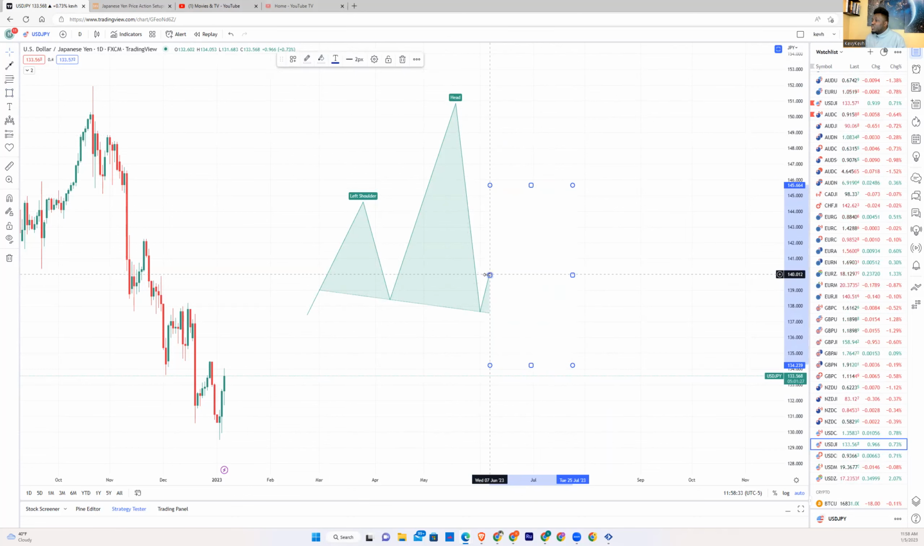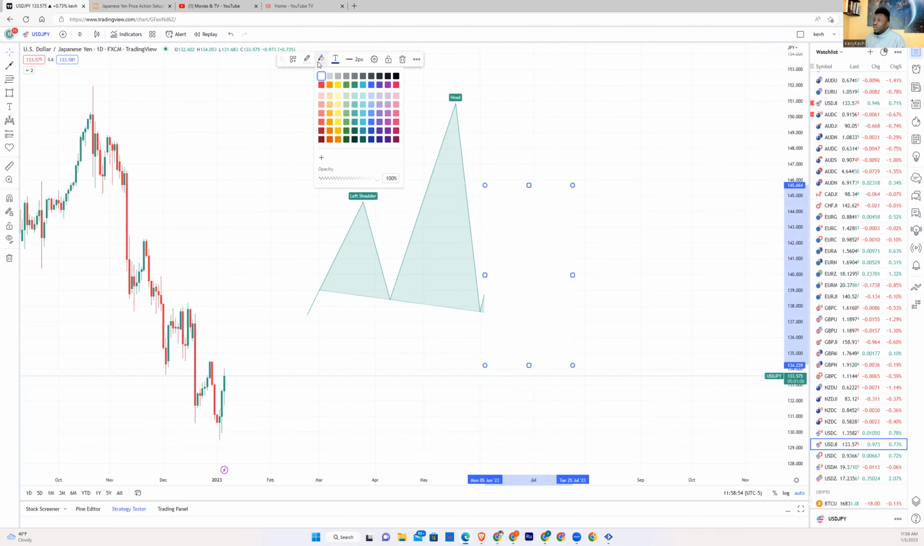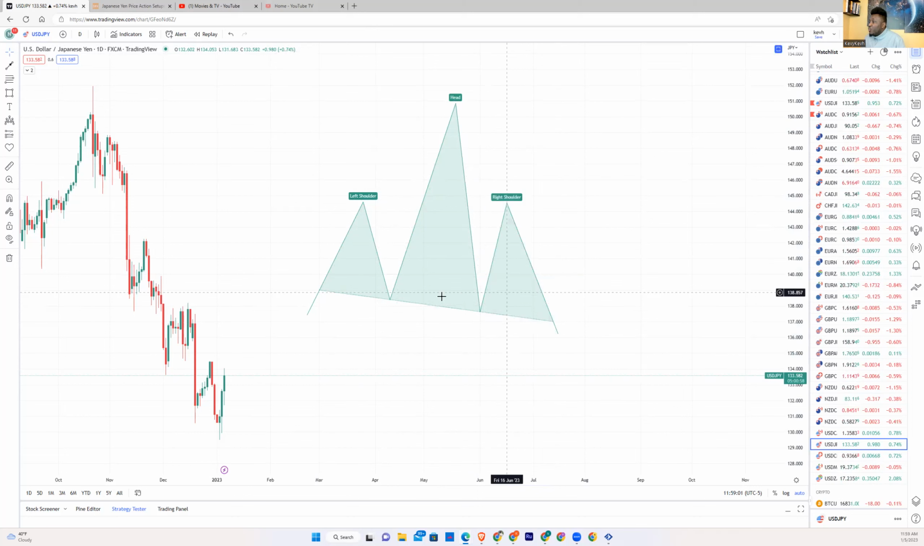If you do not see this right shoulder, then you have to be patient. You have to be patient. I'll show you how you can take advantage of this move up here. But in most cases, I want you to wait for the neckline. Wait for the neckline before you jump into that market.